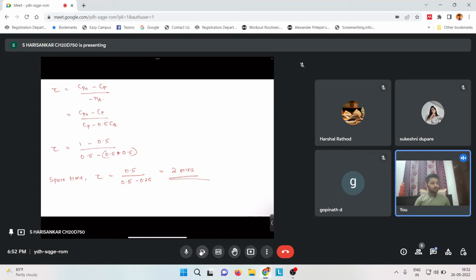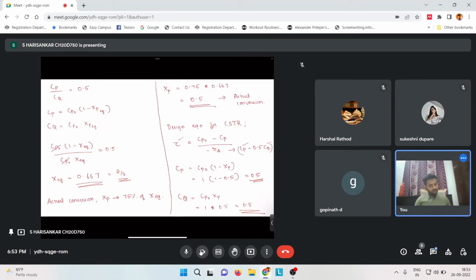So this is how we can solve this question. What we did here is basically we needed to find the space time tau, and for the space time tau we needed one piece of data, which is basically conversion. Because we didn't have the actual conversion here, to find the conversion, they have given one data that the original conversion is 75% of the equilibrium conversion, and we can find the equilibrium conversion like this.